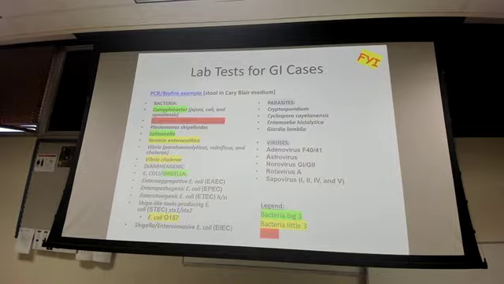So here are some lab tests for GI tests. This is FYI. I'm sure you've seen this list before. It's just breaking down bacteria: the big threes, which are Campylobacter, Salmonella, and Shigella. Then you have your little threes, which are Yersinia, Vibrio, and E. coli, and then your toxins, which is C. diff.